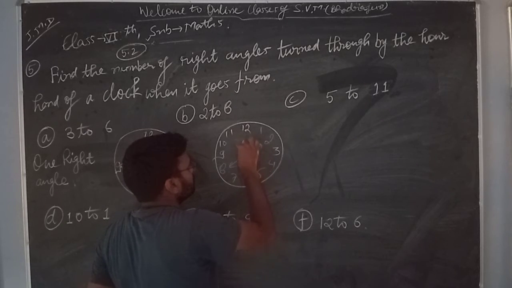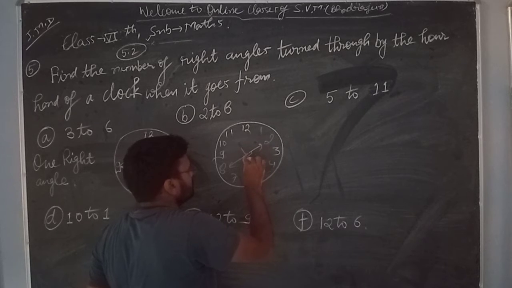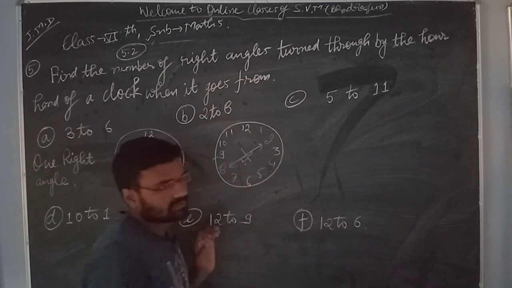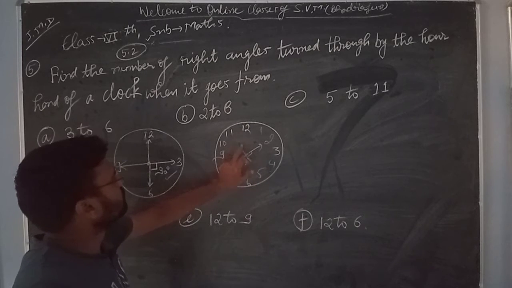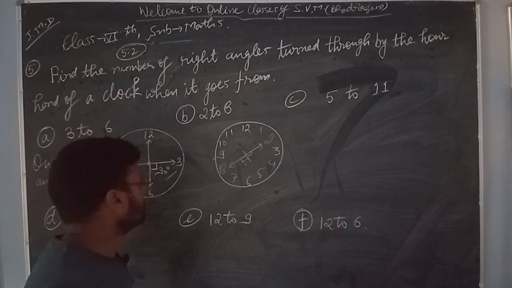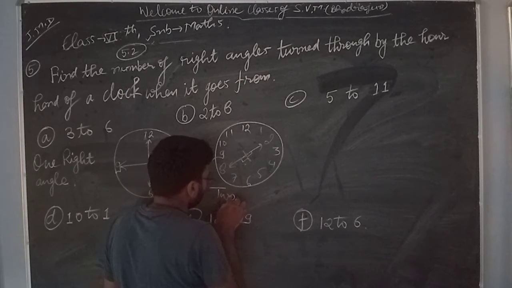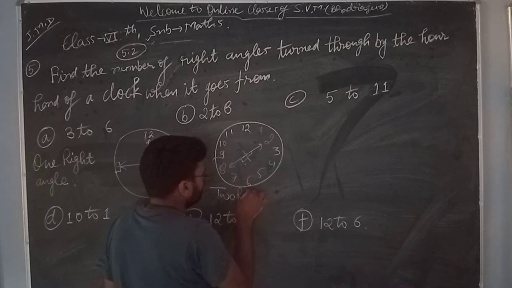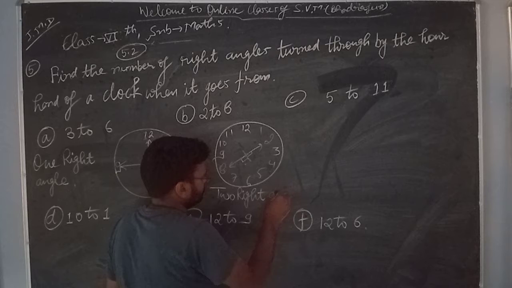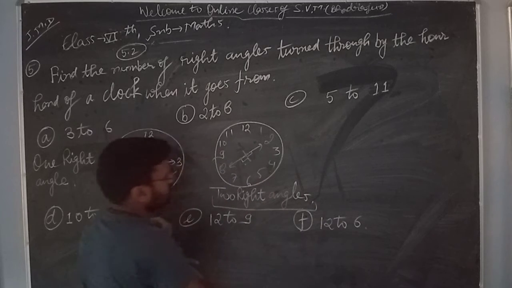Okay, and it is clearly visible that this line is showing the perpendicular line. Okay, this is an angle of 90 degrees. This is again an angle of 90 degrees. So it is clearly visible that we will turn 2 right angles for reaching 8 from 2. Okay, so our answer is 2 right angles.